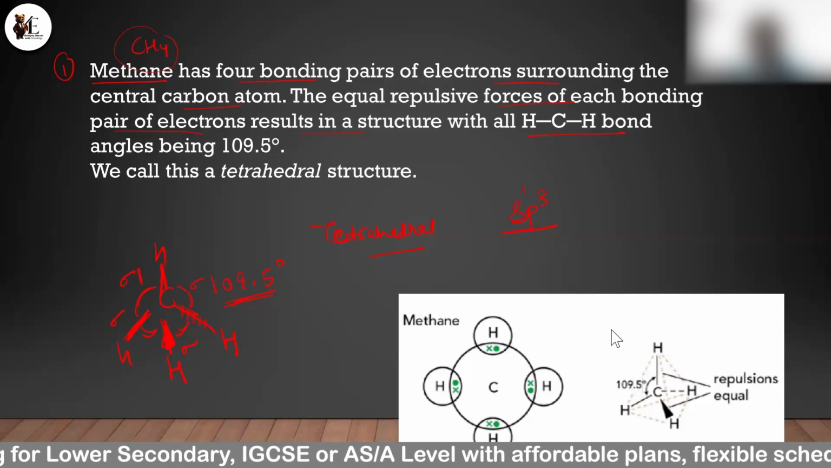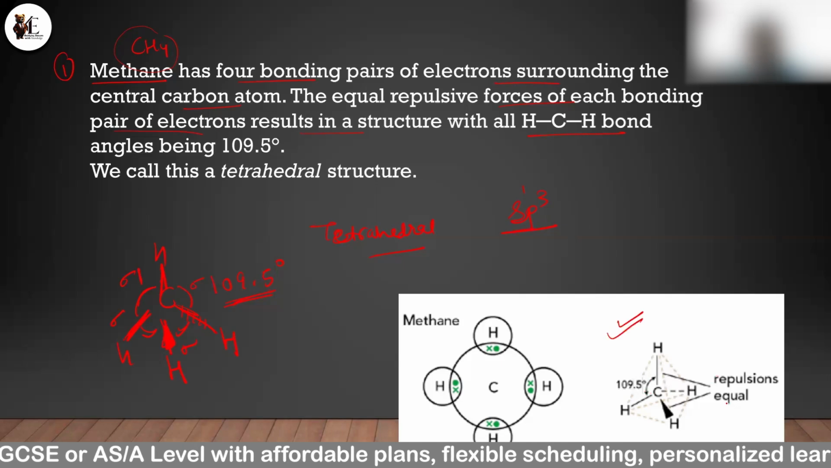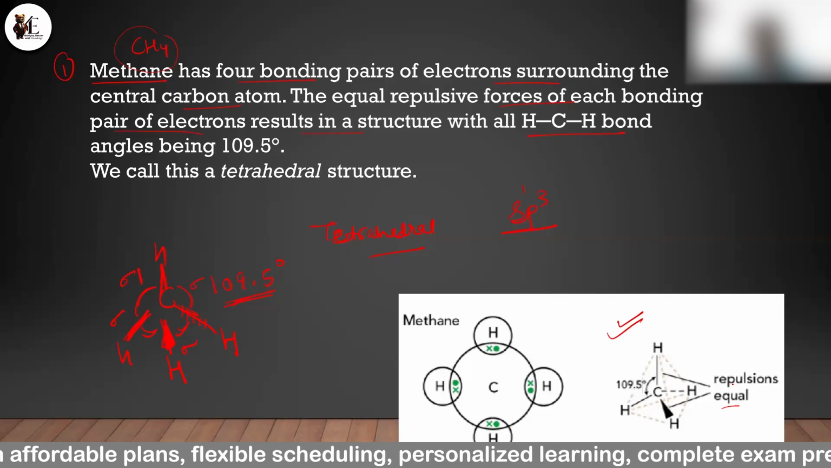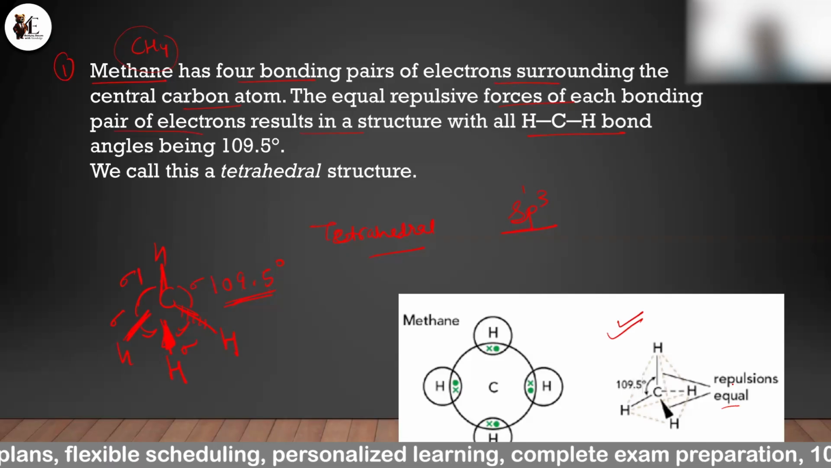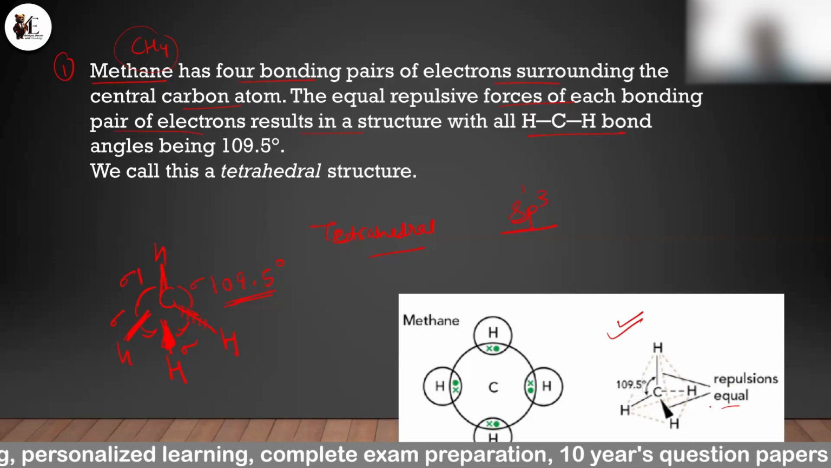So you can see this is the structure of CH4. Bond angle is 109.5 degrees. Repulsions are equal. That means the atoms are arranged as far apart from each other as possible to minimize the repulsion, which is the basic fact of your VSEPR theory. To minimize the repulsion, your atoms are arranged like this.